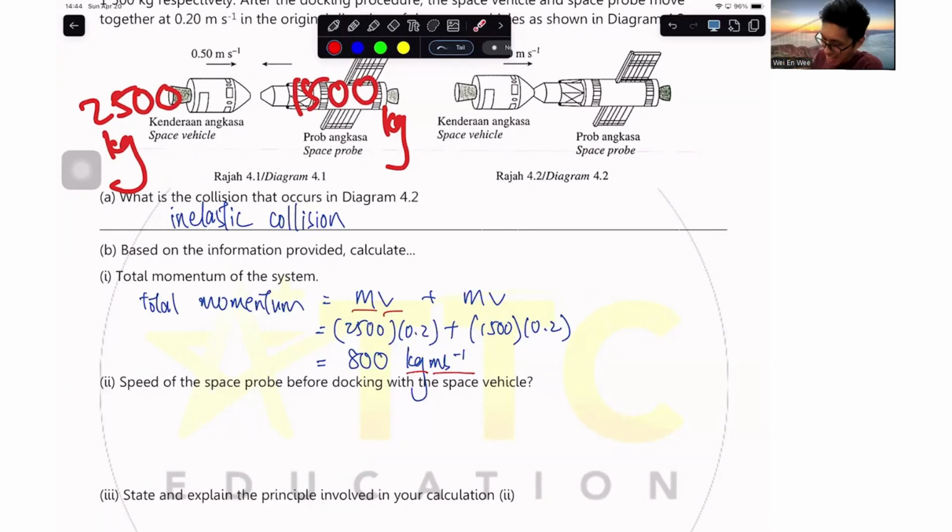Okay, if it's 800 gram, you have to change to 0.8 kg. Yeah, so our SI unit is kilograms for mass. Okay, time will be seconds, distance will be meters. Yeah, now, what is the speed of the space probe before docking with the space vehicle?